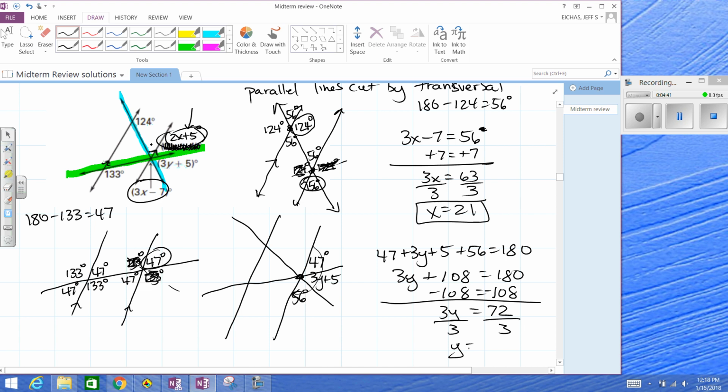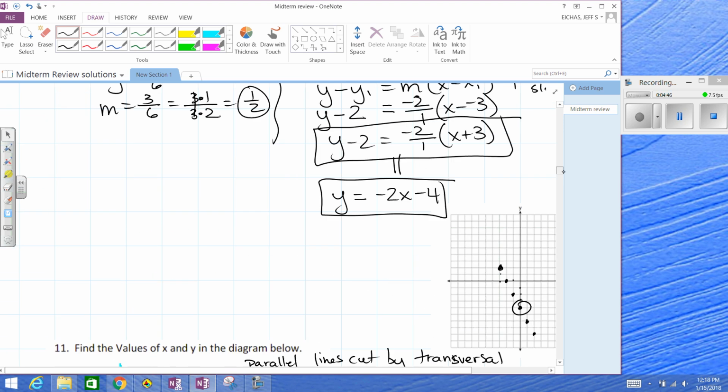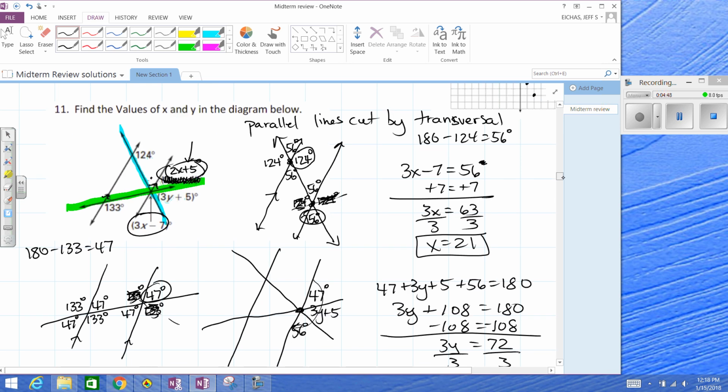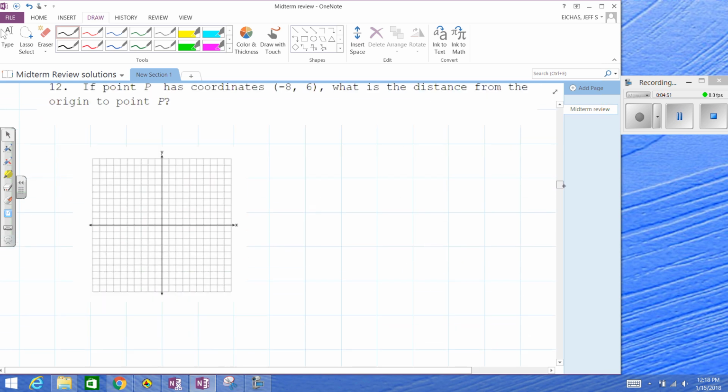So we get y equals 24. And is there anything more that they want, just to double check? Just solve for the values of x and y. Okay, there it is. Good.